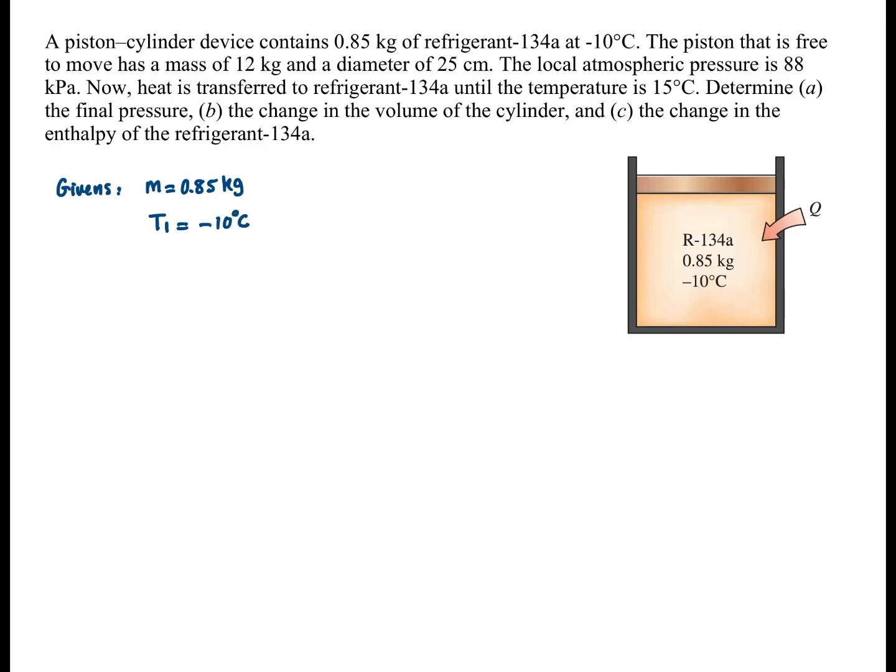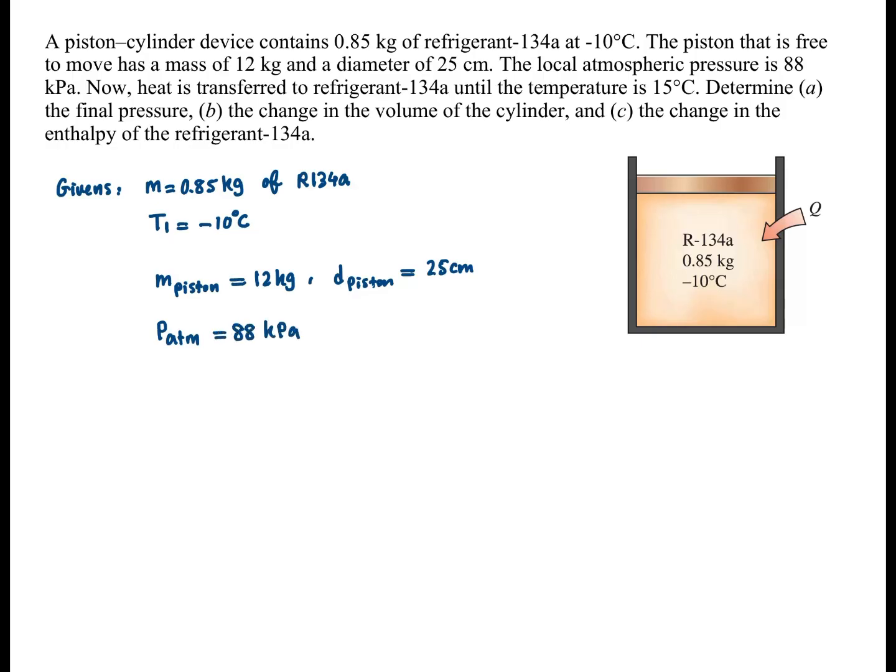The piston that is free to move has a mass of 12 kilogram and a diameter of 25 centimeter. So mass of the piston is 12 kilogram and the diameter of the piston is 25 centimeters. So let's clarify, this is the mass of refrigerant. The local atmospheric pressure is 88 kilopascal. Pressure of atmosphere is 88 kilopascal.